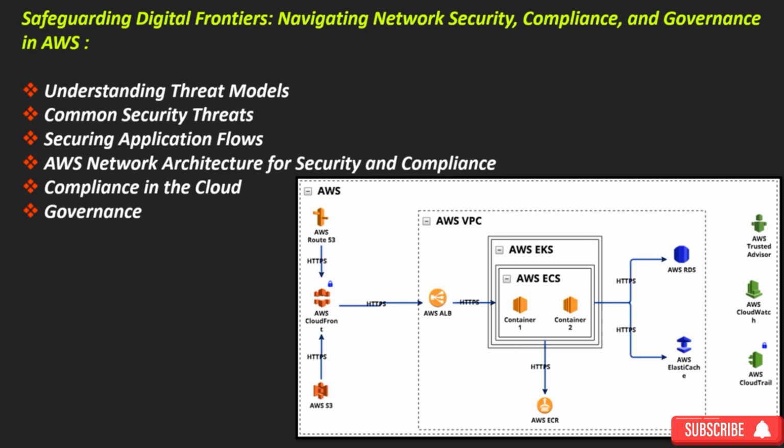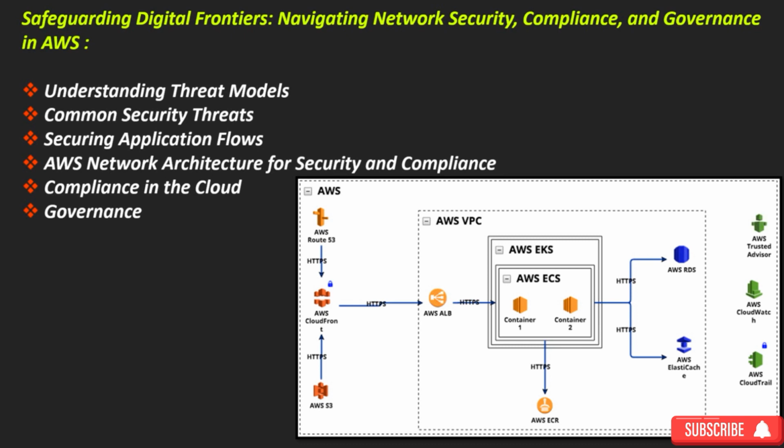The first point we need to talk about is the understanding of threat models. A robust network security strategy begins with a thorough understanding of potential threats. Threat models tailored to the application architecture serve as the blueprints for identifying and mitigating risk. Whether it's a monolithic or microservices based architecture, recognizing the specific vulnerabilities inherent in each is very crucial. So by comprehending the threat landscape, organizations can implement targeted security measures to safeguard against potential breaches.